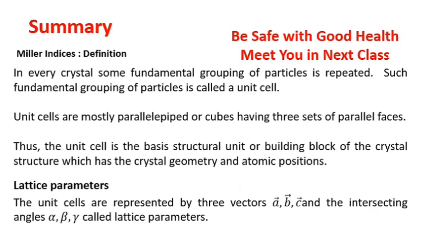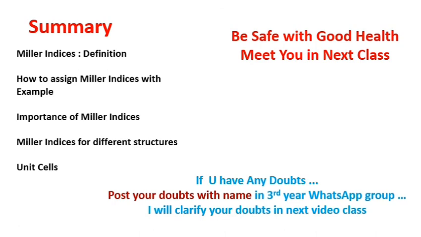Okay. So in this class, what we saw were what Miller indices are and the definition of Miller indices. Then how to assign Miller indices, that is how to find out or designate or name the crystal planes. Then I gave one example for you. Then we read about the importance of Miller indices, Miller indices for different structures, and then unit cells and lattice parameters.